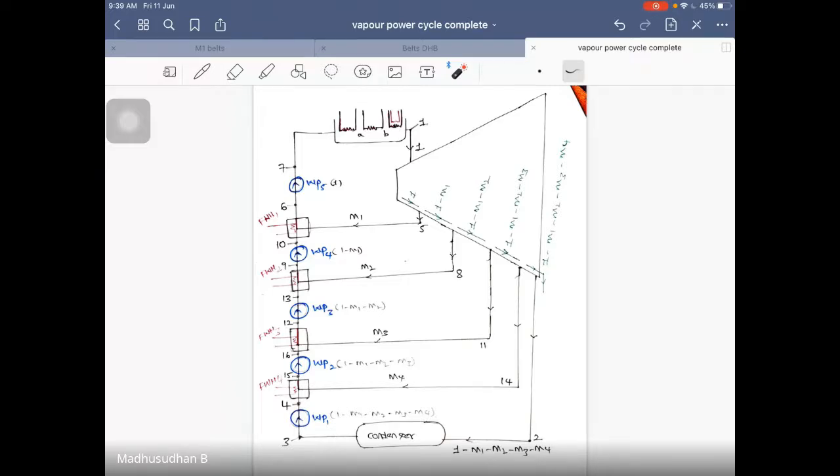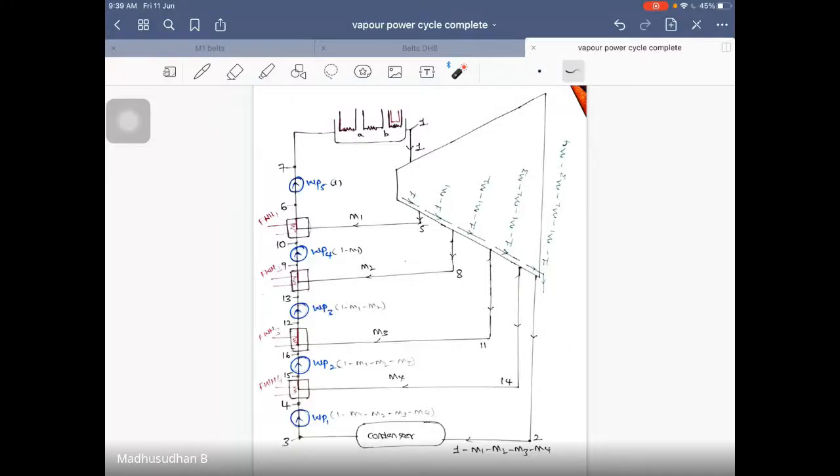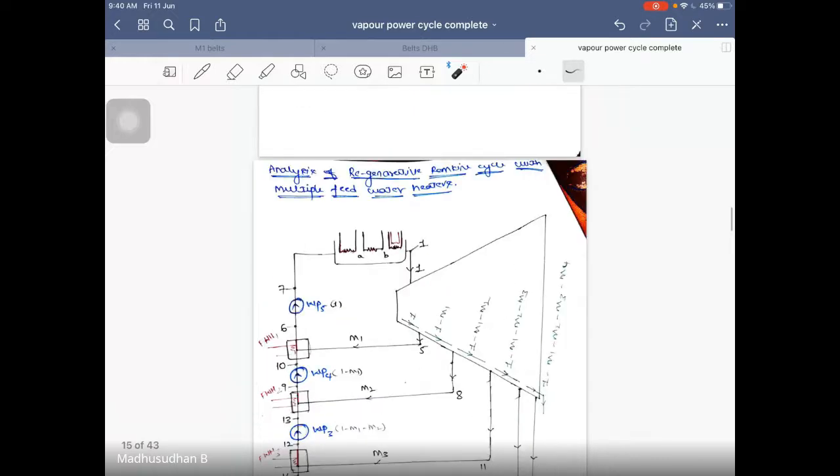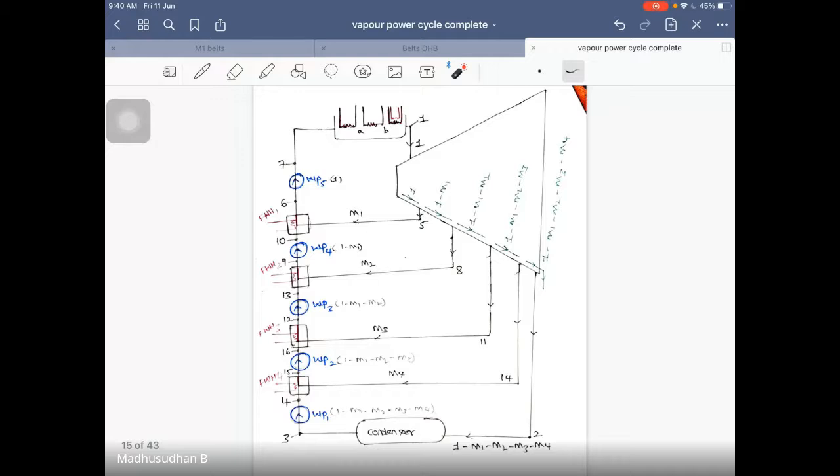How is the figure? Beautiful, sir. This is with how many feed water heaters? 4. This is with 4 feed water heaters. I have seen in your question paper, at most with 2 feed water heaters. In 2012, with 3 feed water heaters. I have drawn it for 4 feed water heaters. Drawing it is fun. Okay, we will discuss this in the next class, as we have discussed multiple feed water heaters in the previous class. Understood? Yes, sir.